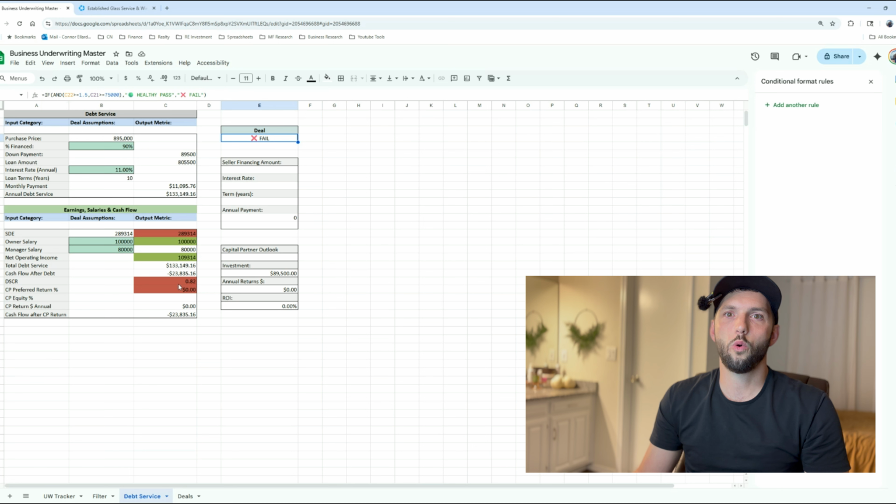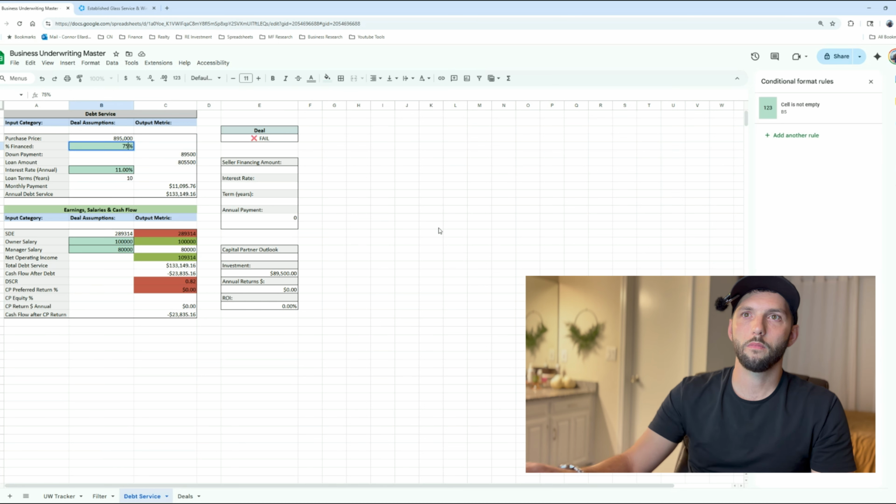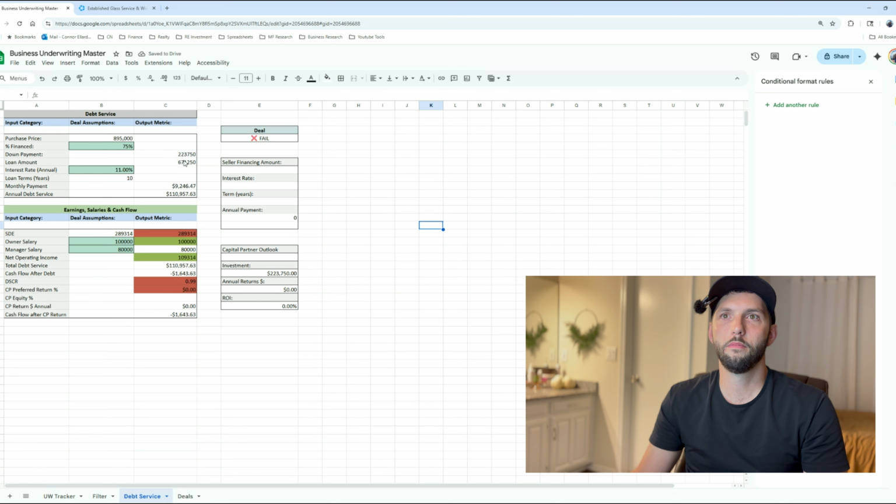So this is saying C22, which is your debt service coverage ratio, is greater than or equal to 1.5. C21, which is your cash flow after debt, greater than or equal to 75,000, is a healthy pass or fail. So it failed. It didn't meet the metrics I had in there. This is not a deal without bringing more money to the deal. I mean, you're going to have to bring in, let's do 25% down. Even with 25% down, 233,000, we are left here.